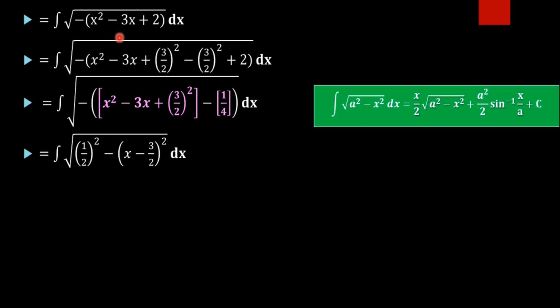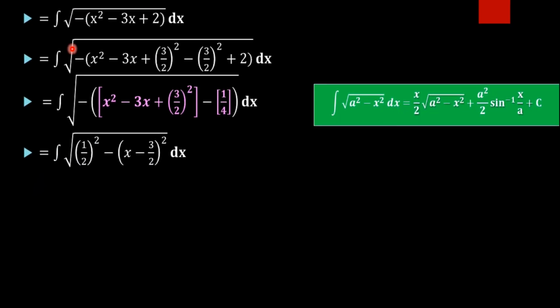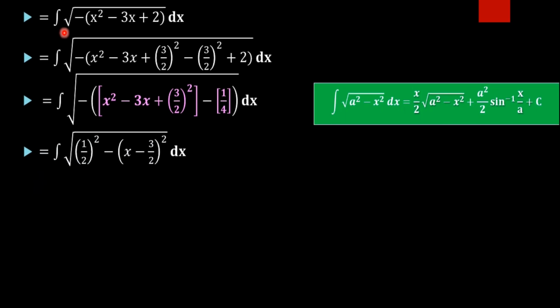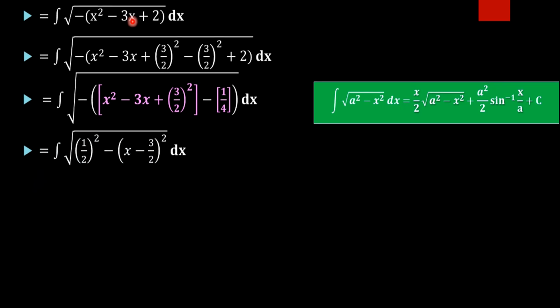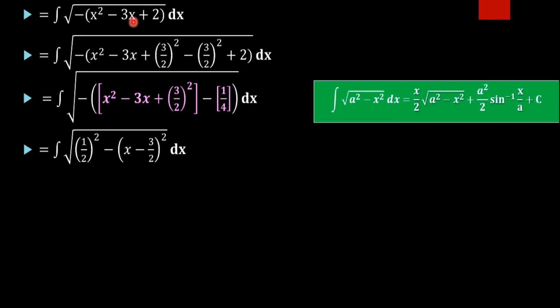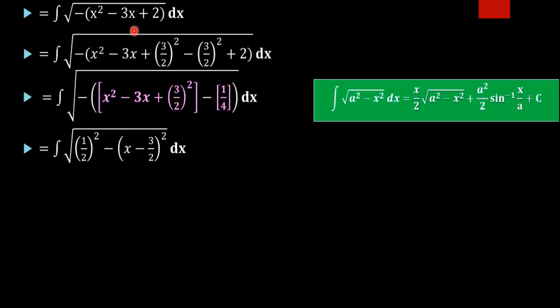So what we have done so far: we expanded the term, we have taken negative outside. Next we find half of the middle term coefficient, that is without considering its sign.